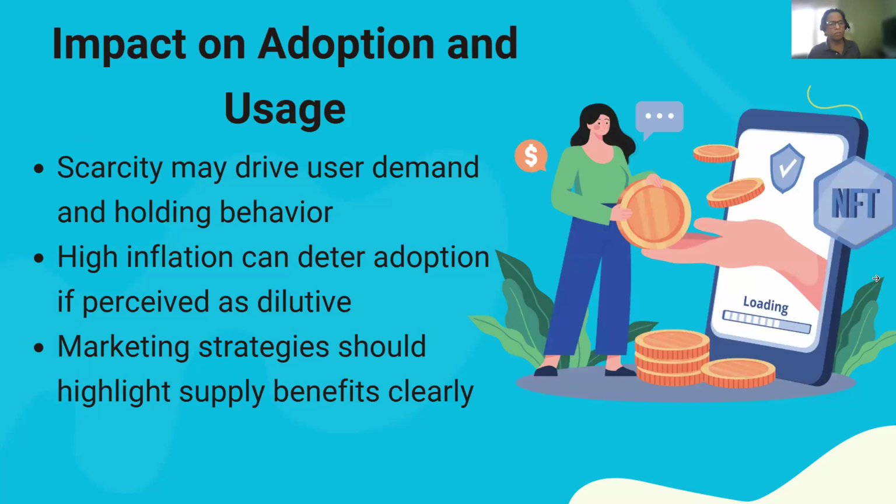So, impact and adoption and usage. As I explained earlier, scarcity may drive user demand and holding behavior. If I have a Bitcoin, I know that its value is going to go up, because if I look at the last 20 years, the value went up many folds. So I know in the future it's going to go up, so I can hold the token. The same way, if I have Ethereum or Solana, I know that I can use it in day-to-day transactions, and there will be more users and more utility-based usage for those types of tokens, so I can purchase it and hold it.